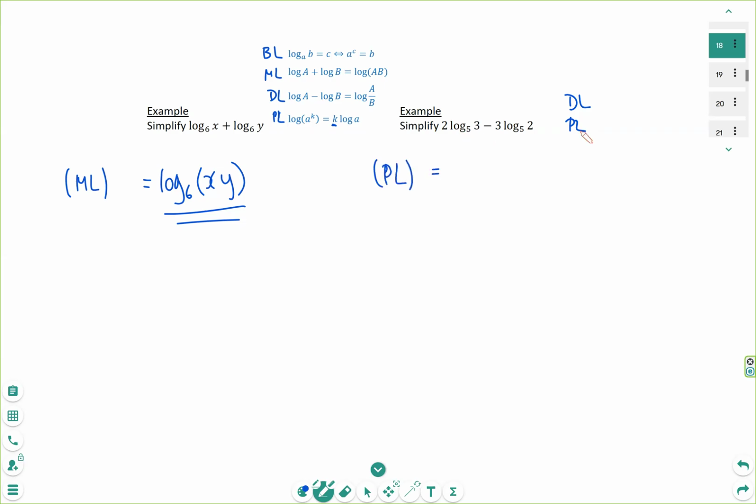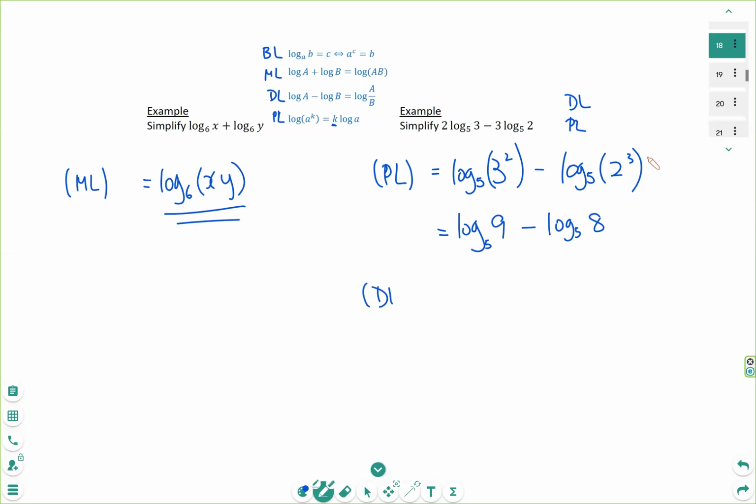So I can write log base 5 of 3 to the power of 2 minus log base 5 of 2 to the power of 3. So bring the number in the front to the power using power law. And then we can simplify the numbers. Log 9 base 5 minus log 8 base 5. And then we can use the division law, which equals log base 5 of 9 over 8.